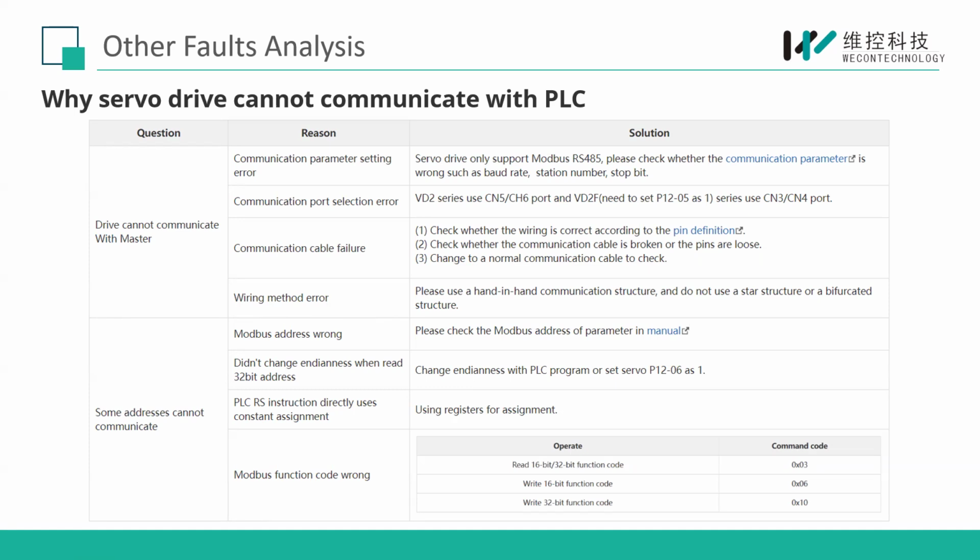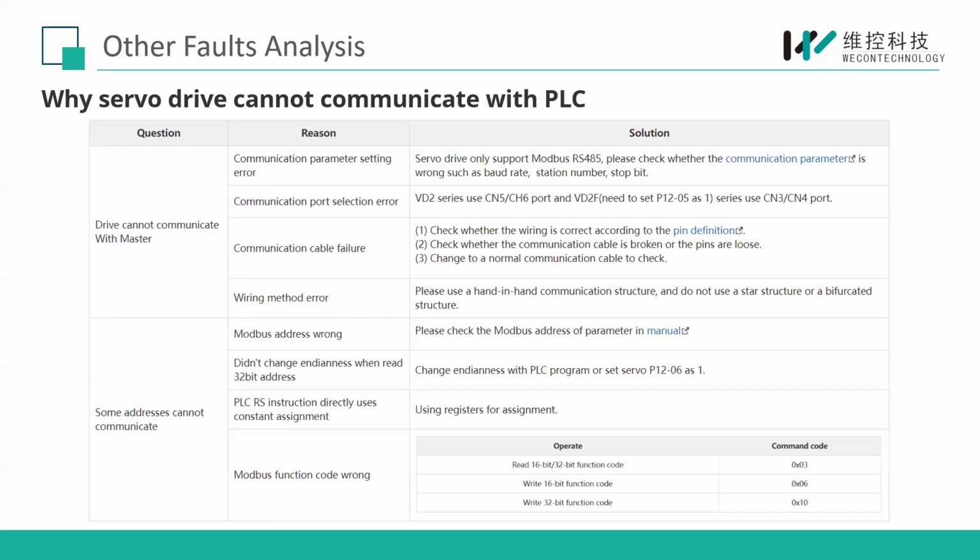For VD2 series, we use CN5 or CN6 to communicate. For VD2F, we use CN3 and CN4 to communicate with the PLC by Modbus RS485. And then next, we need to check the communication cable and also the wiring of our cable, because maybe you connected the A and B of RS485 in the wrong order.